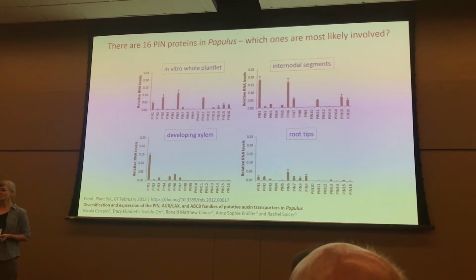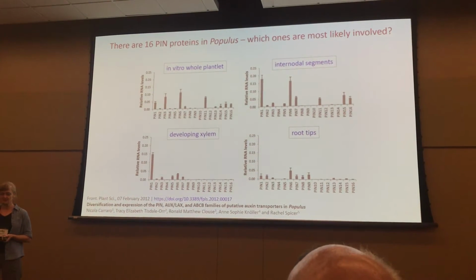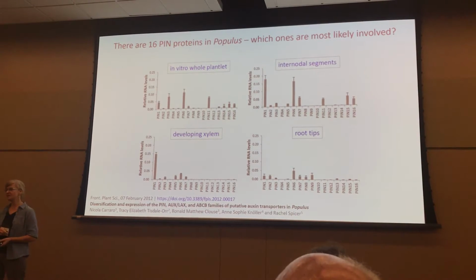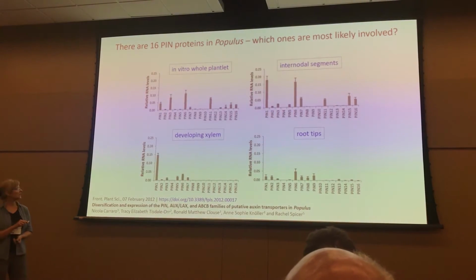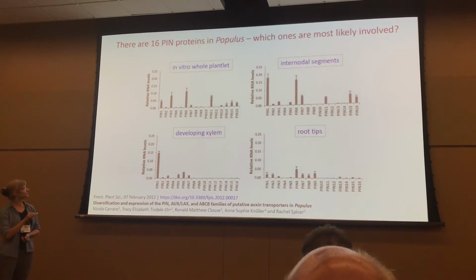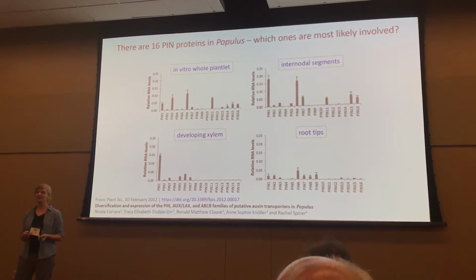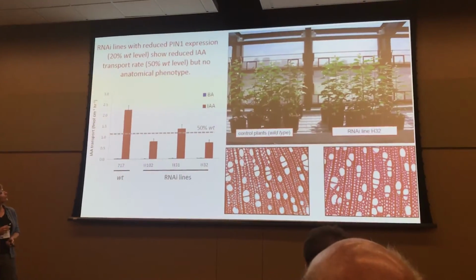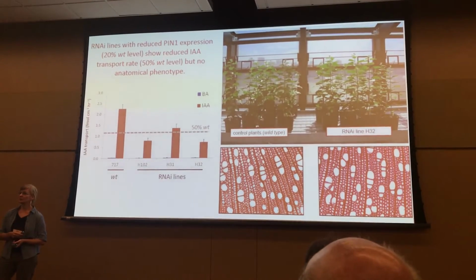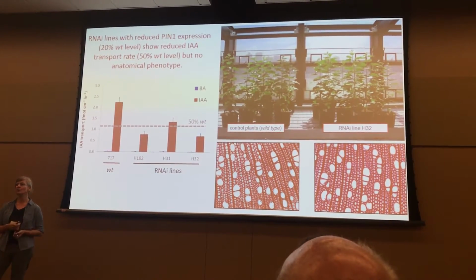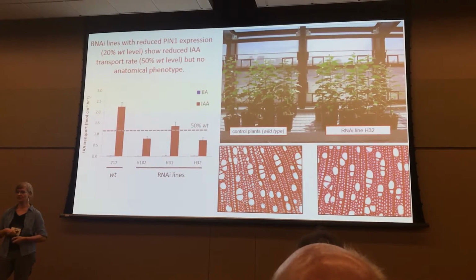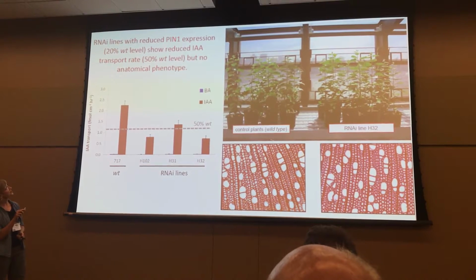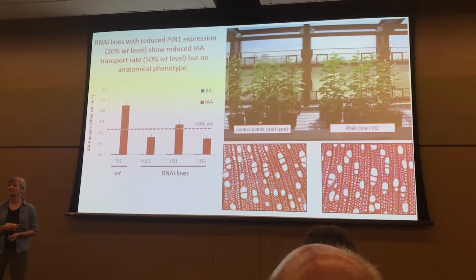So one first question is, which PIN proteins make sense to look at? This is some work that was done in my lab quite a while ago now, but we characterized the expression levels of all the PIN proteins. It looks like PIN1, coincidentally, was a reasonable candidate to focus on. And just real quickly to get to a conclusion here, we created RNA interference lines with reduced PIN1 expression. Kind of a shot in the dark. There are 16 PINs in Populus. We successfully reduced PIN1 expression by about 80%, so it was down to 20%.